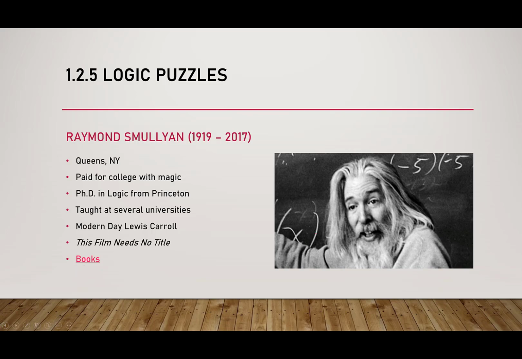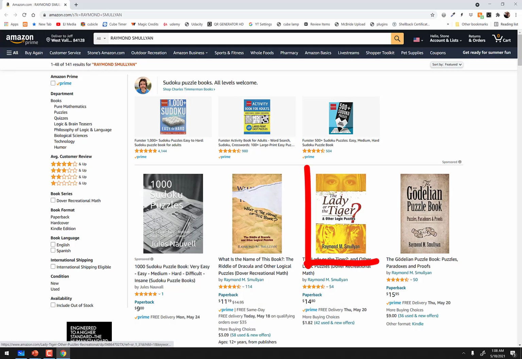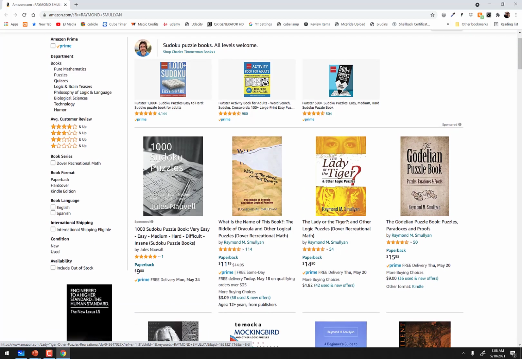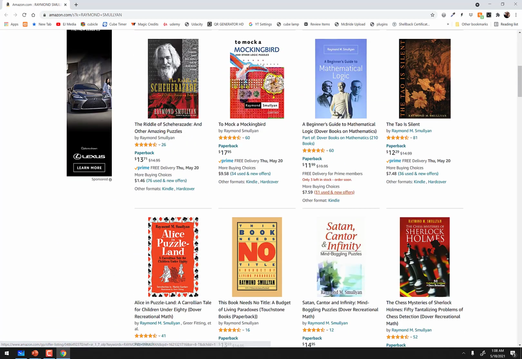I'll just quickly show you a few of them. I think this one right here, The Lady or the Tiger, was one of the puzzles, or one of the books he was promoting on the Johnny Carson show. If you like chess, this is a really good book here, The Chess Mysteries of Sherlock Holmes.